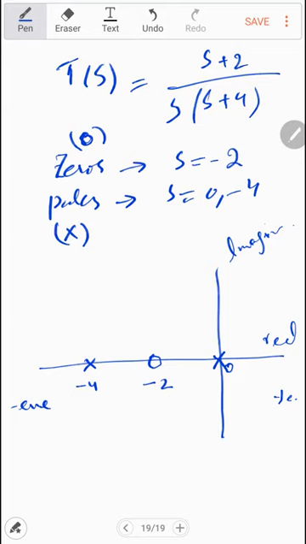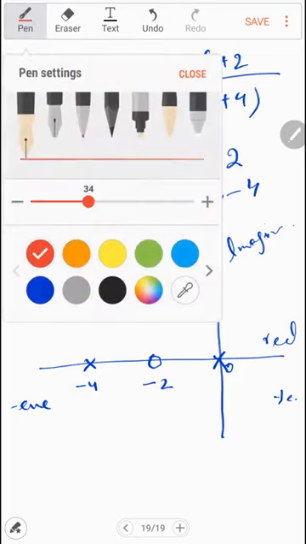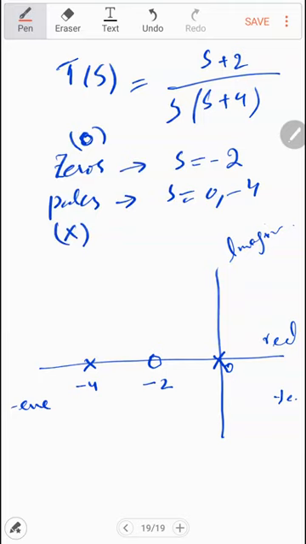Now we have plotted two poles and one zero in the system, and now we are interested to plot the root locus. So how do we do the root locus? Number one, the root locus start and end point. We already said that the root locus will start from the poles and end at the zeros.